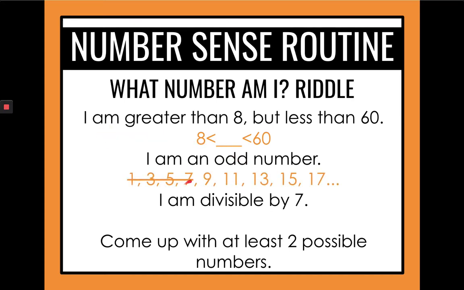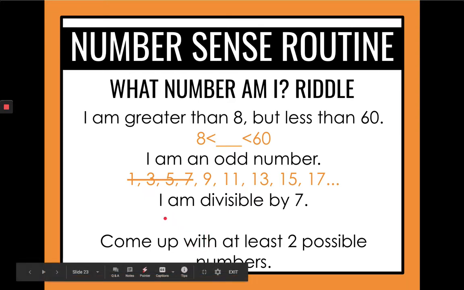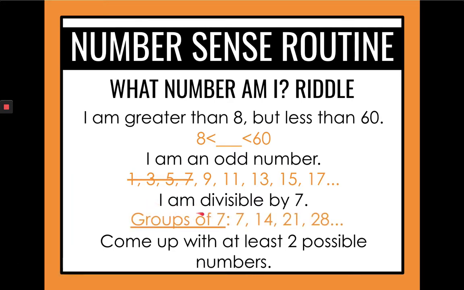But remember, if we're greater than 8, can we be 1, 3, 5, or 7? No, because the numbers are bigger than 8. We have to think about numbers that are divisible by 7. So that means we want to be able to share them equally into groups of 7.